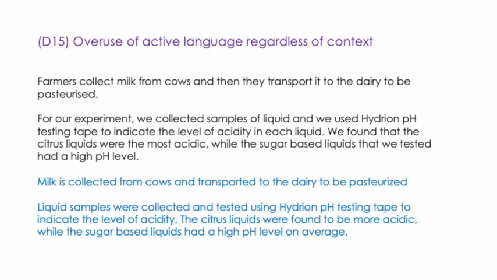The same can be said for the second example. "Liquid samples were collected and tested using the pH testing tape to indicate the level of acidity. The citrus liquids were found to be more acidic, while the sugar-based liquids had a higher pH level on average." So you can see where I've removed the personal language here. I've removed any indication of the people who are performing these actions, and I've made the focus purely on the actions themselves and what the result of those actions was.